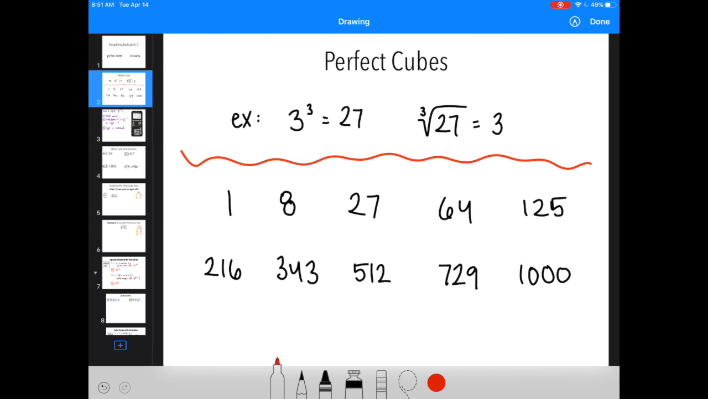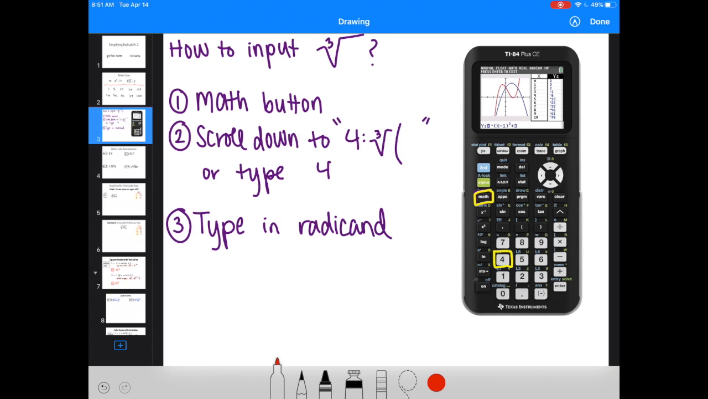Okay, before we dive into some problems, I want to show you how to input a cube root into your calculator. You are going to first click the math button.